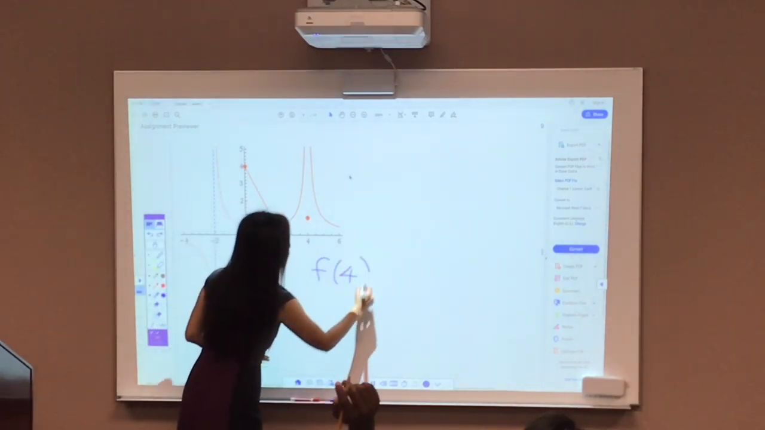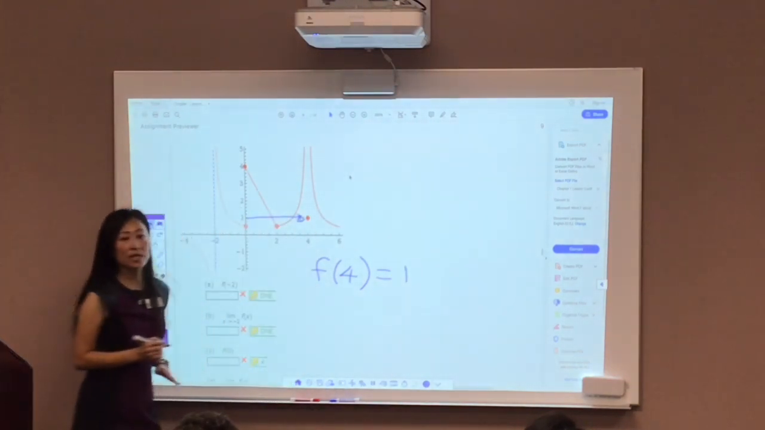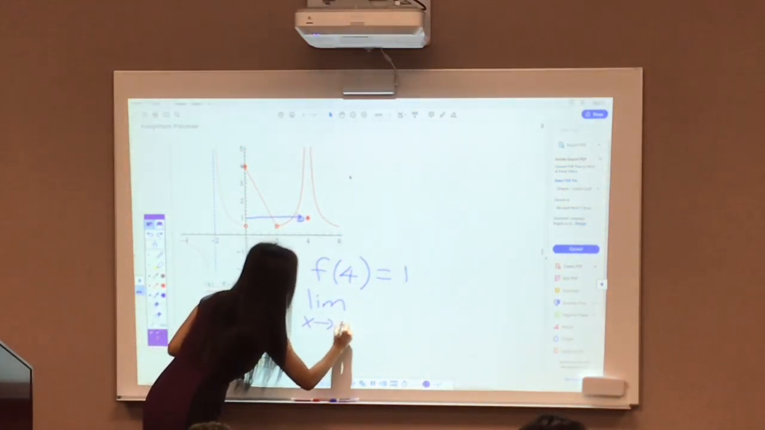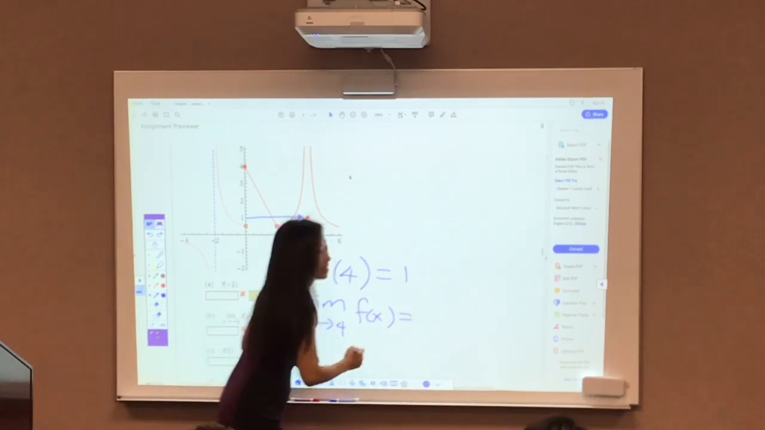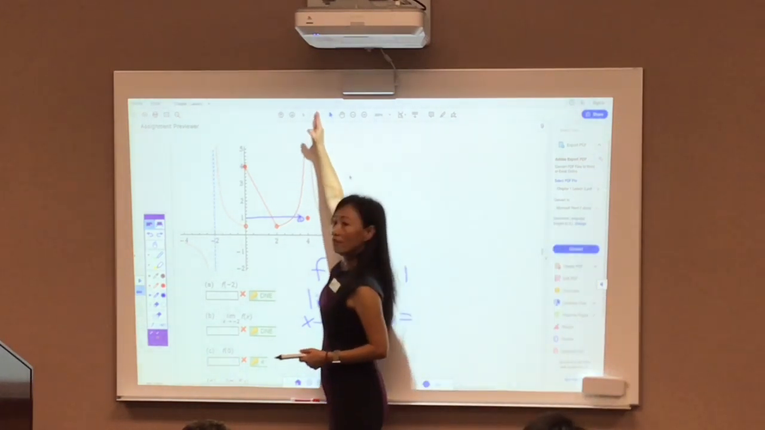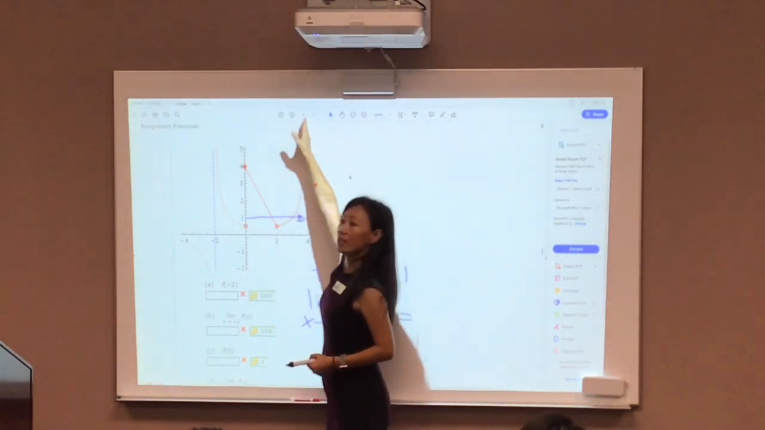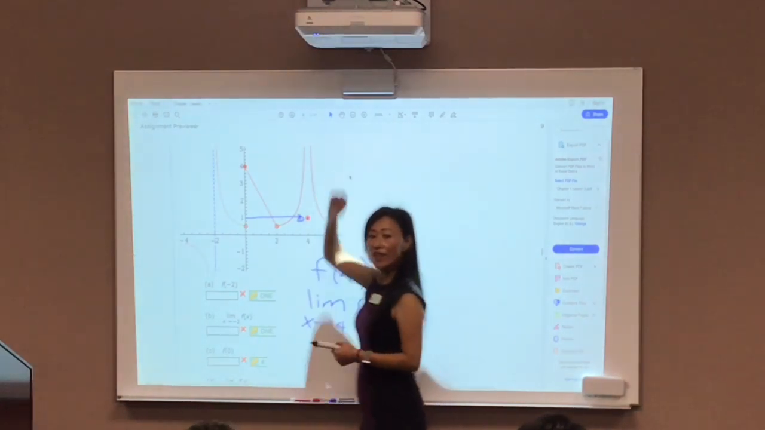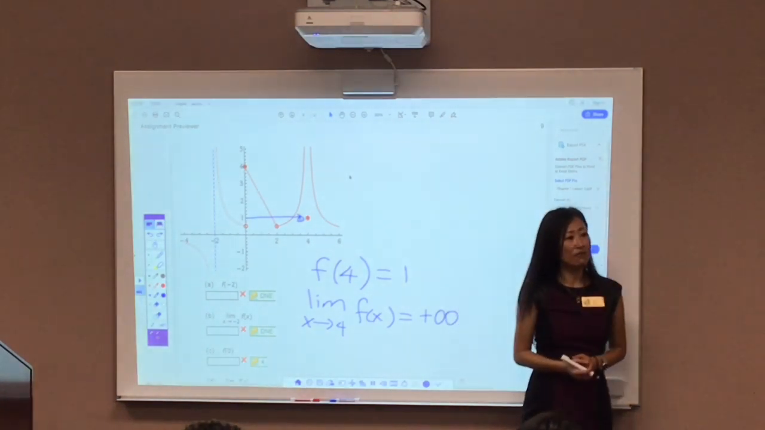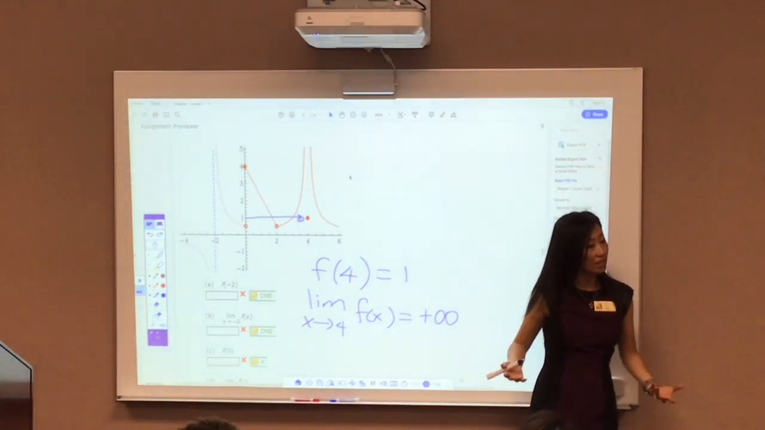F of 4 gives me 1. Is everybody with me? But the limit as x approaches 4 of f of x, is it 1? No. Where is this graph approaching? Infinity to the right, infinity to the left. The left-hand side is approaching infinity, the right-hand side is approaching infinity. So my limit is actually going to positive infinity. So they don't have the same number, and that's why it's discontinuous.